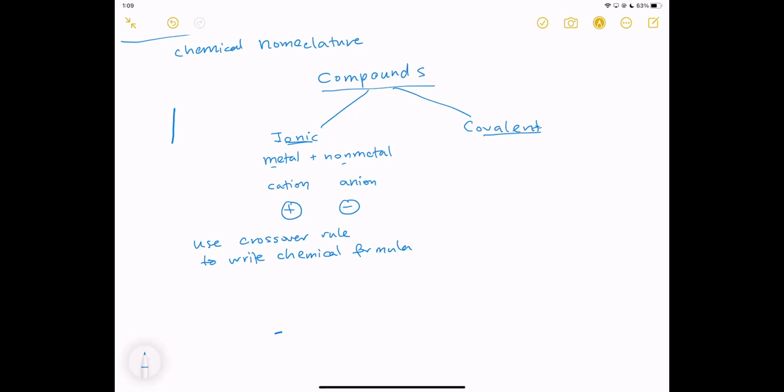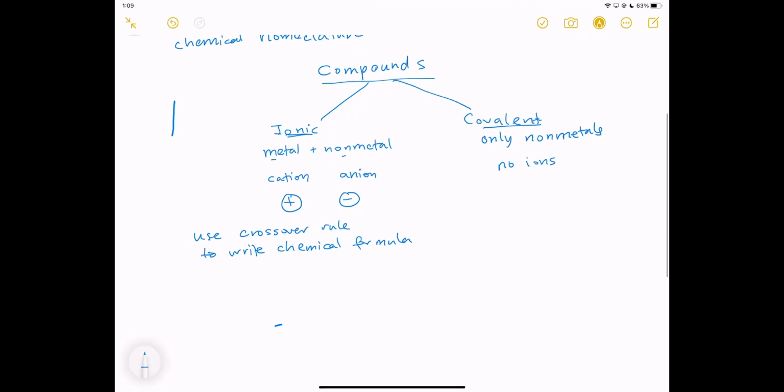Okay, this compares to a covalent compound. So covalent compounds are completely different. Covalent compounds are only nonmetals. So you might have two nonmetals, you might have three nonmetals, but you have two or more nonmetals, and there are no ions. So even though they are on the right side of the periodic table, they're not forming ions. These are electrons that are shared in bonds, and that's the definition of a covalent bond. Electrons being shared in bonds. For the ionic bond, electrons are transferred, but for the covalent bond, electrons are shared.